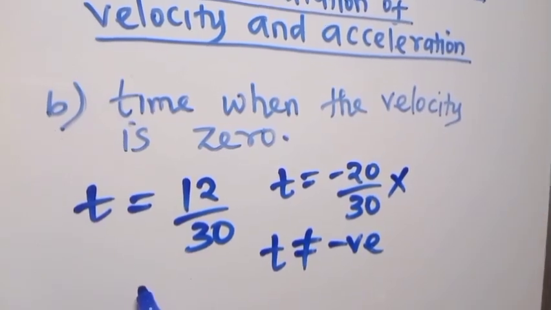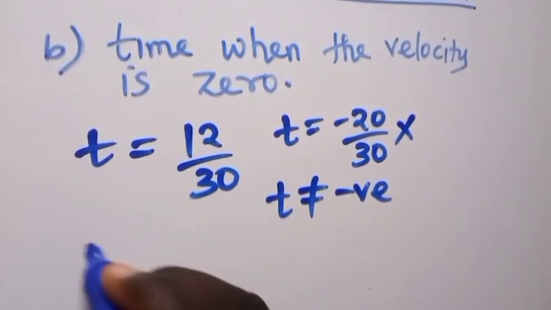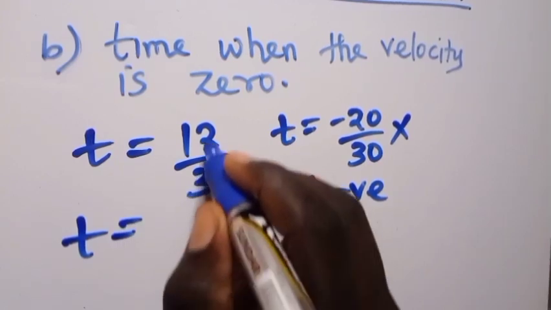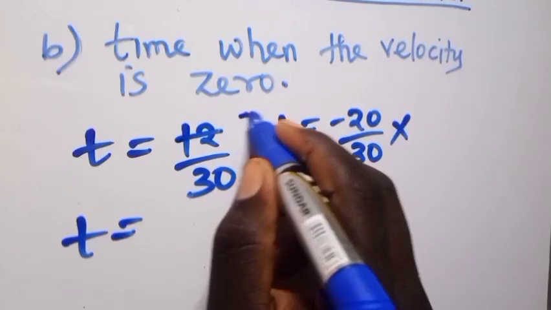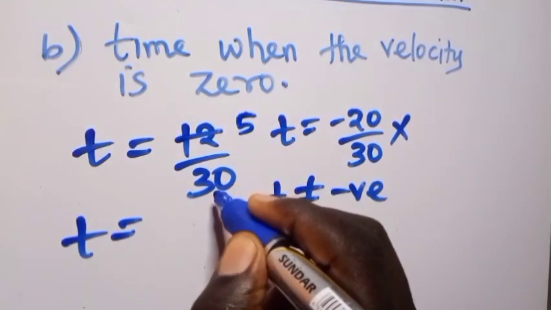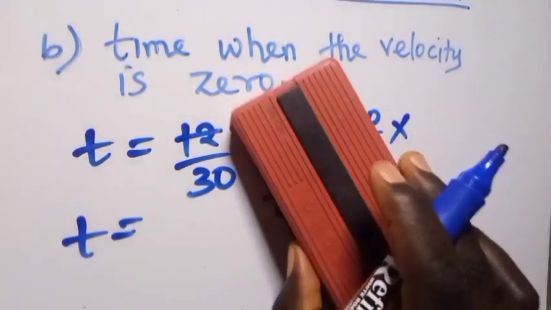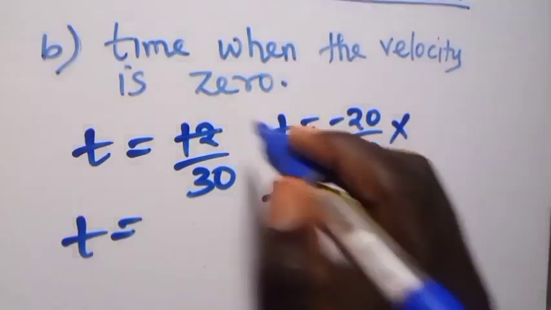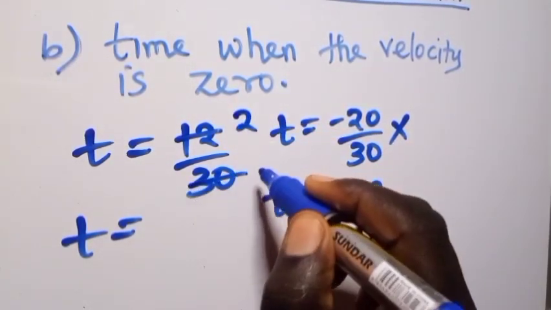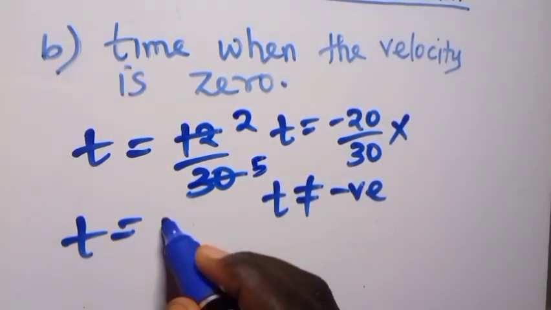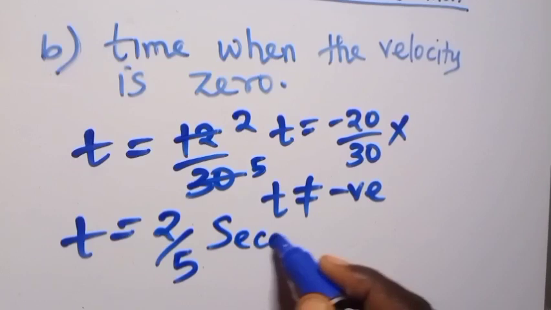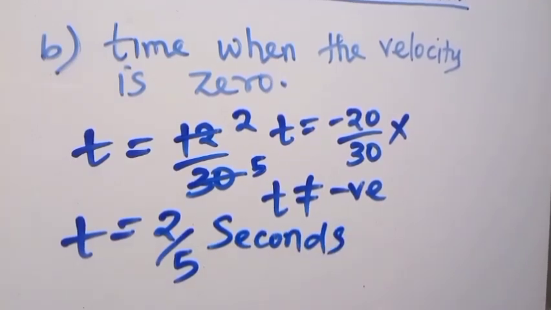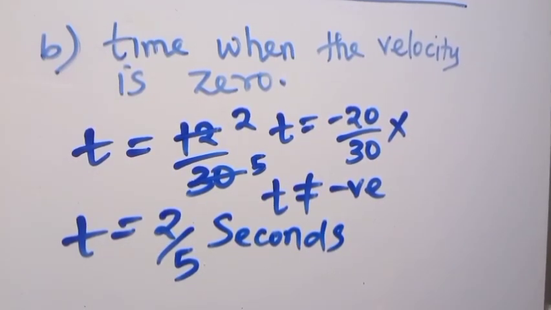And therefore we can say that our t will be 12 over 30. Dividing by 6, 12 becomes 2 and 30 becomes 5. Therefore, this will be 2 over 5 seconds. That is the time when the velocity is 0.